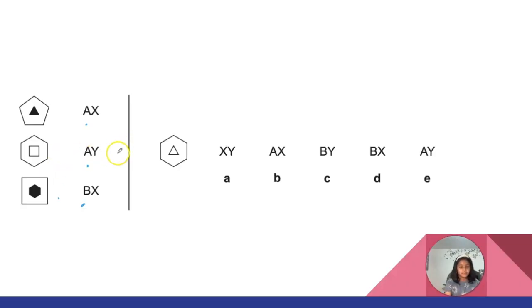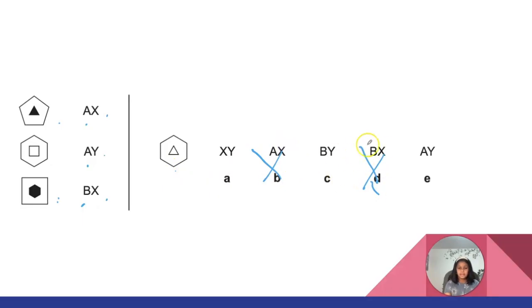So, here we have X, Y, and X. So, our first one and last one have black shading, and the middle one has white. And here we have white, so our last letter must end with Y.